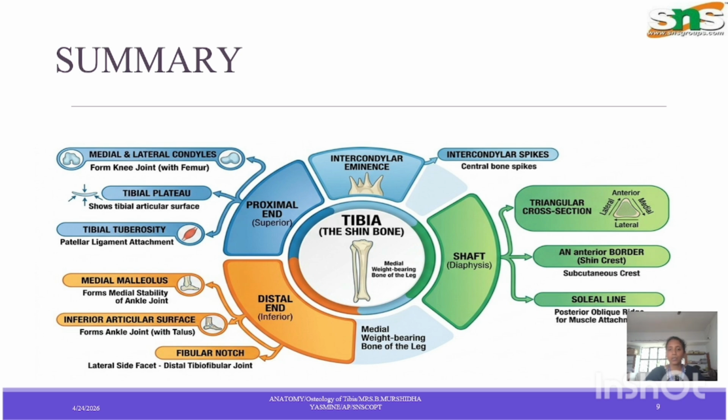The tibia is an important bone in our weight bearing in day-to-day activities, and it is the major medial bone present in the leg. So I hope you all have understood clearly the basics of the tibia parts, the upper end, lower end, shaft, and what structures are present there.